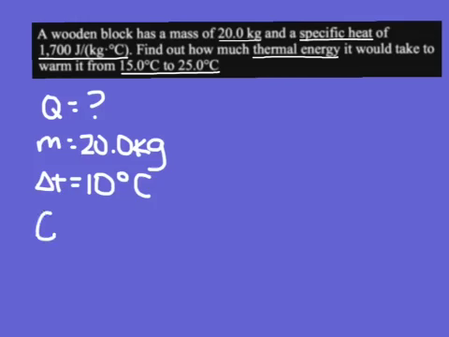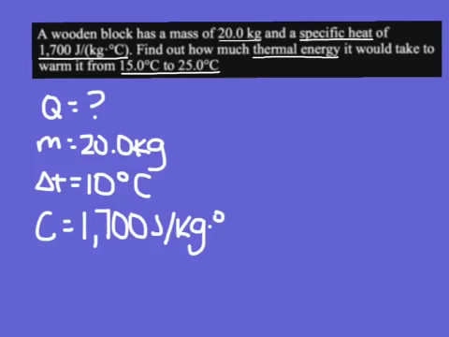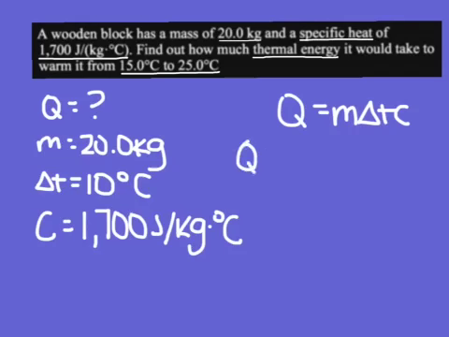And then C, which is specific heat, that's that funky unit number, 1,700 joules divided by kg times degrees Celsius. Okay, now our formula is Q equals M times change in T times C. Just multiply. Okay, so now we plug things in.